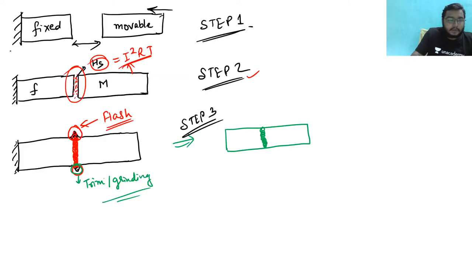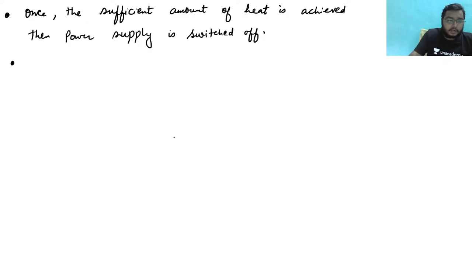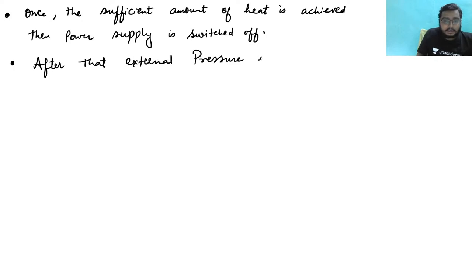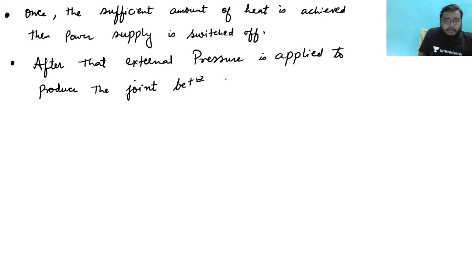After that, once you switch off the power supply, you are giving external pressure. We have seen these things. So let me write it here: after that, external pressure is applied to produce the joint between the workpieces. Okay, so you got the idea of everything?